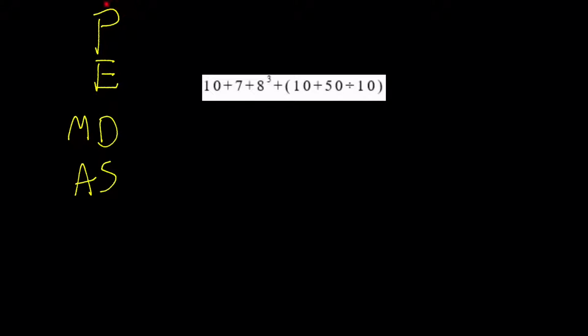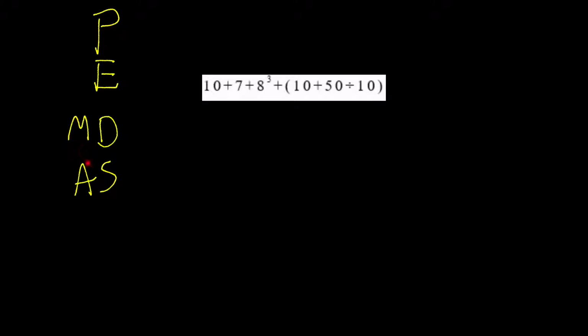So, look for parentheses. Do we have any parentheses in our problem? And yes, we have parentheses around 10 plus 50 divided by 10. So we know that the parentheses are going to be solved first. But here's our first issue, because this is a little more complicated. We have addition and division inside the parentheses. How do we know which one to solve first?